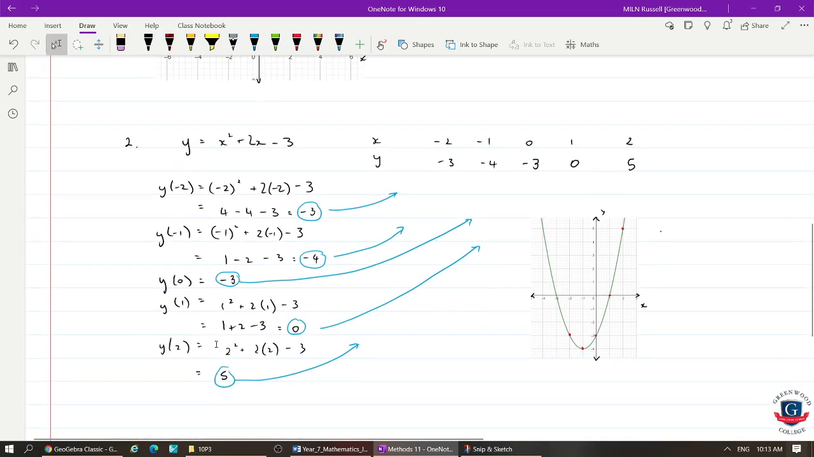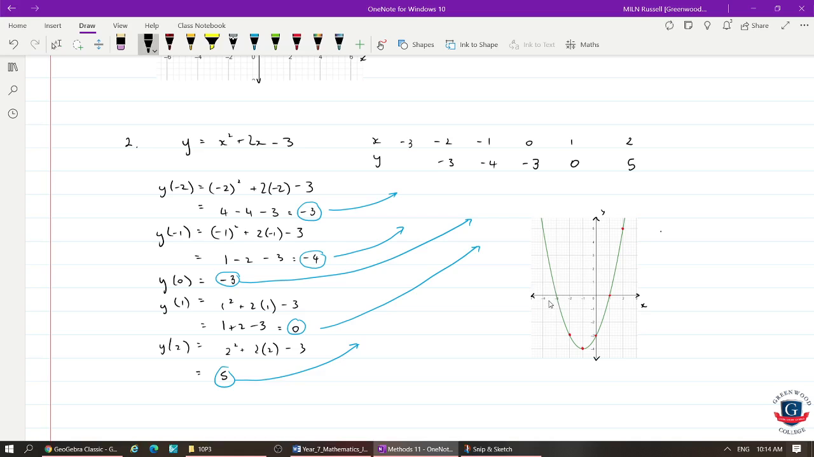0 is nice and easy. 0 plus 0, take 3 is negative 3, goes into the table. Did the same for 1, did the same for 2. Ended up with that table of values, ended up with these points. But you can see here that I haven't got the other x-intercept, so it's worth now going back and finding that just to check how good my graph is.